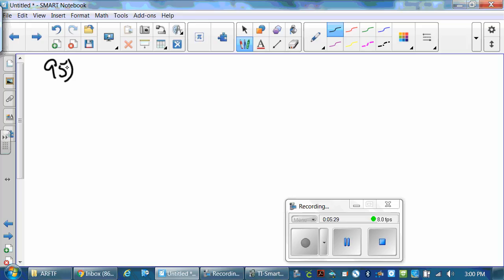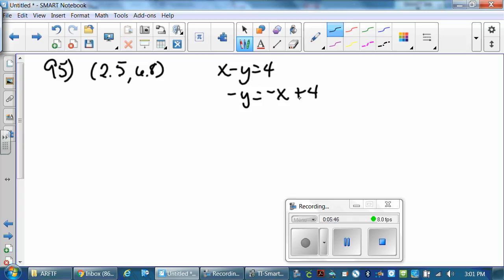95, same idea, but this time the points are decimals and not fractions. It should be a little bit faster anyways. The line they give me is x minus y equals 4. I have to find the slope of this line, so I subtract x and divide everything by -1. Y equals x minus 4. This line has a slope of 1.